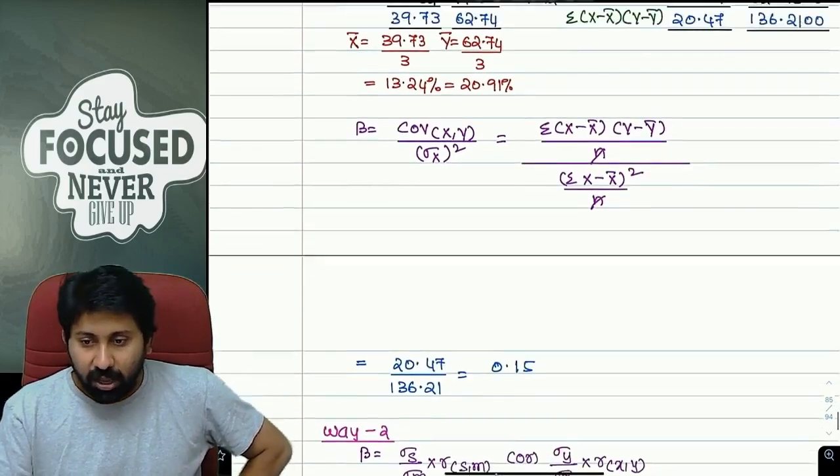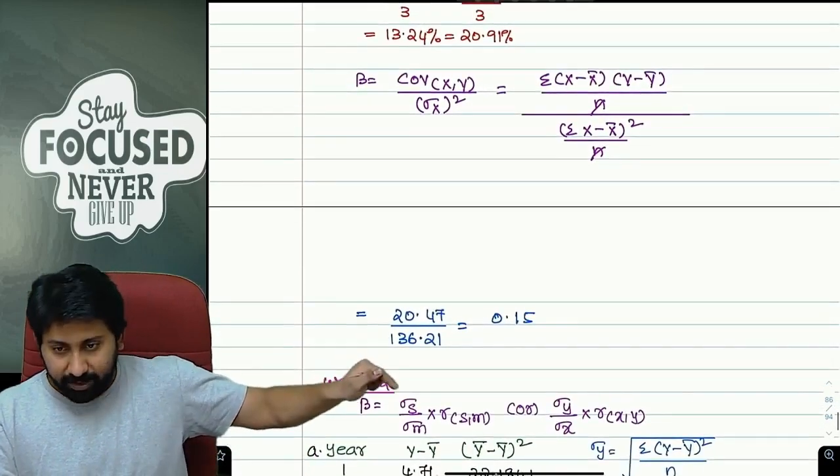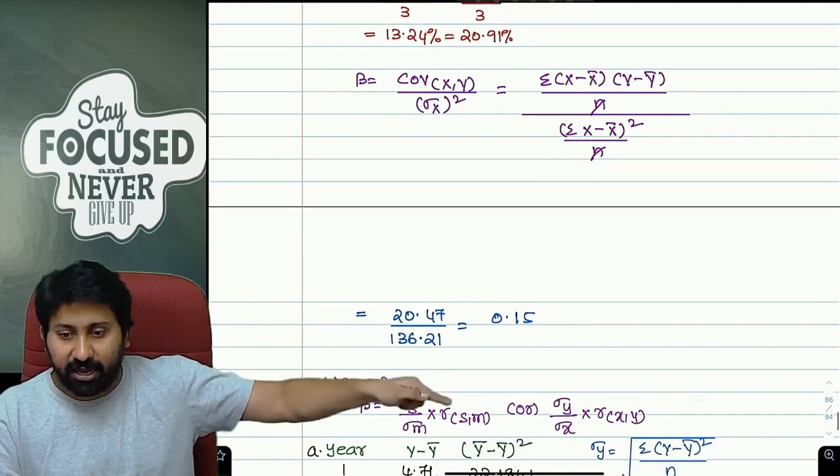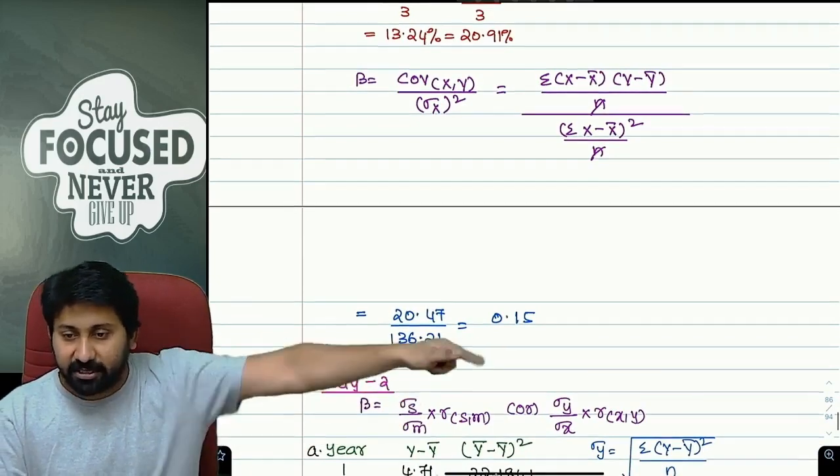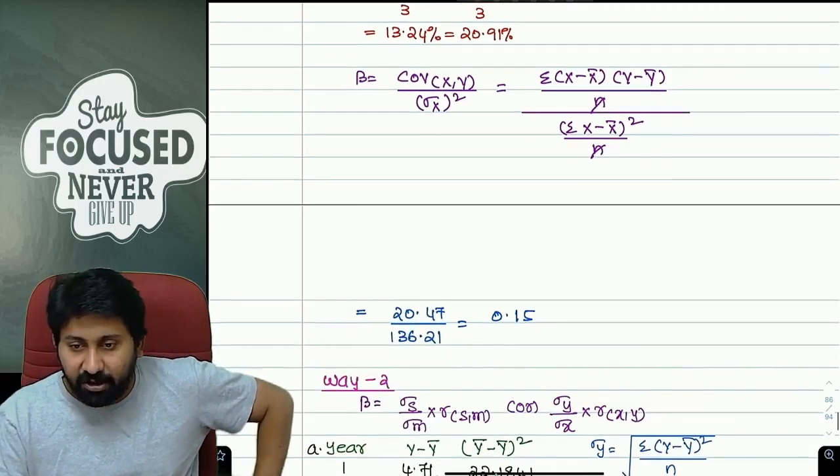Way number 2: beta equals sigma s by sigma m into RSM. Here S means y, security is on the y-axis and market is on the x-axis, so it is sigma y by sigma m into RXY.